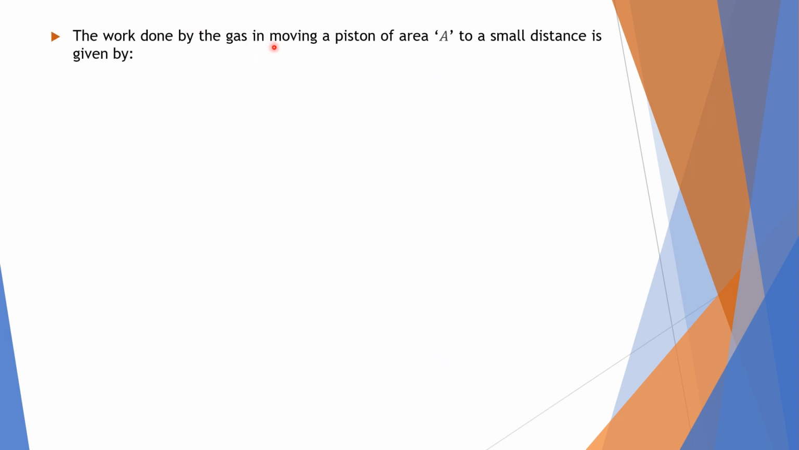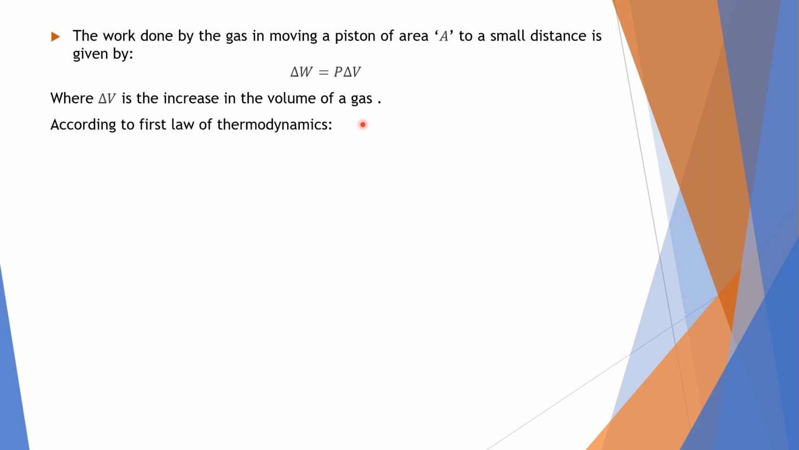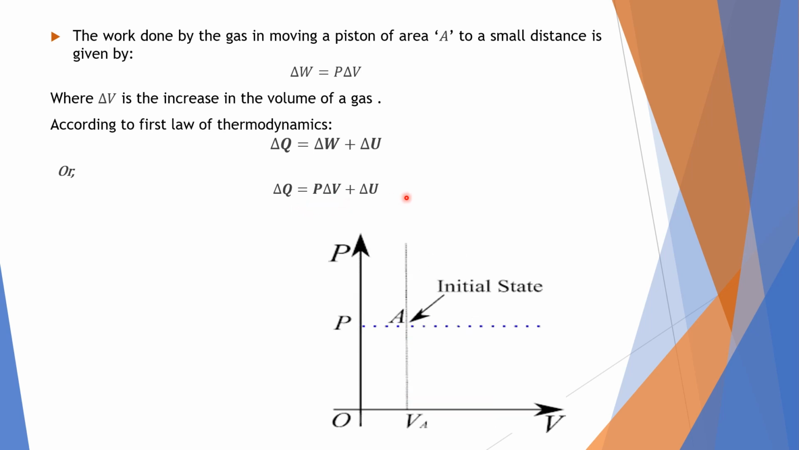The work done by a gas in moving a piston of area A through a small displacement is given by delta W is equal to P delta V, where delta V is the increase in the volume of the gas. Since the gas is expanding, delta V is positive. Now, according to the first law of thermodynamics, delta Q is equal to delta W plus delta U, or we can say that delta Q is equal to P delta V plus delta U. If we plot a graph between pressure and volume for an isobaric process, it is a straight line.